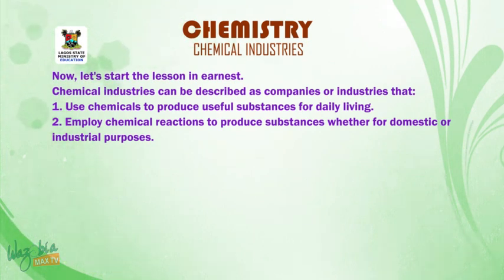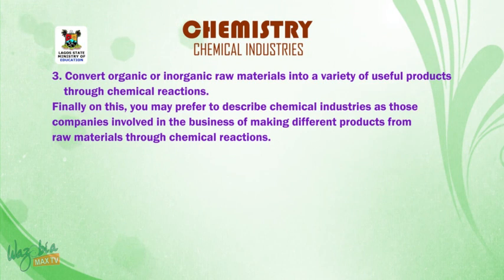Chemical industries can be described as companies or industries that 1. Use chemicals to produce useful substances for daily living, 2. Employ chemical reactions to produce substances whether for domestic or industrial purposes, 3. Convert organic or inorganic raw materials into a variety of useful products through chemical reactions. Finally, on this, you may prefer to describe chemical industries as those companies involved in the business of making different products from raw materials through chemical reactions.